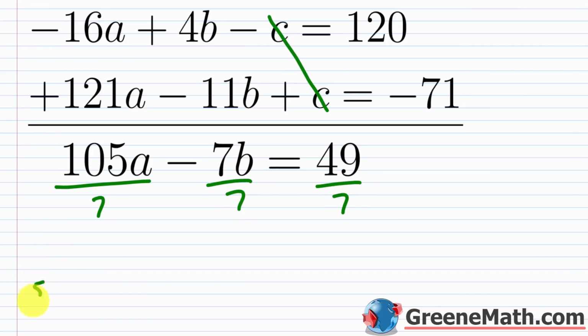Let me move this a little bit further down. 105 divided by 7, that's going to be 15. So this would be 15a. And then minus 7 over 7 is 1, so this is b. And this equals 49 over 7, which is 7. So that's our equation number 5.